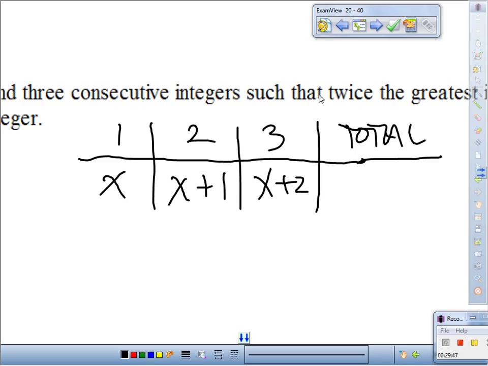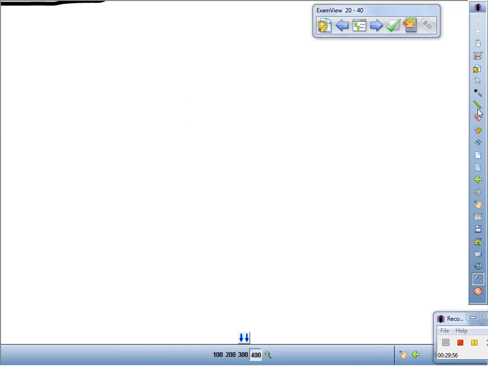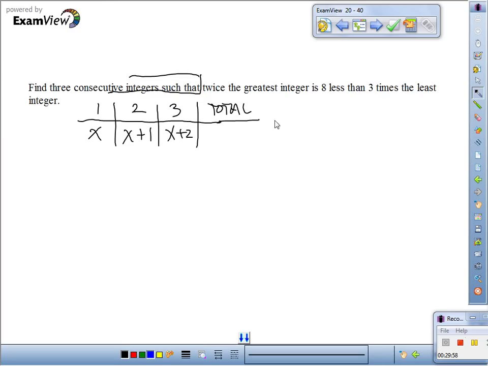Now that we have that, I'm going to start after "such that" to write my equation. Let me zoom out. Hold on. Let's finish this. Twice the greatest integer. Which one of these is the greatest? X plus 2. If it's twice, that means 2 times x plus 2.